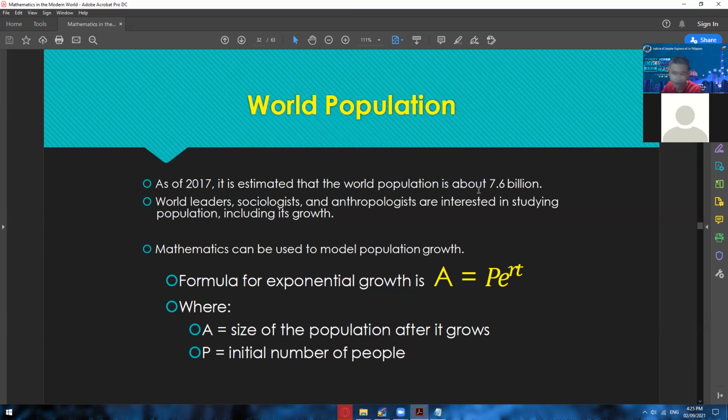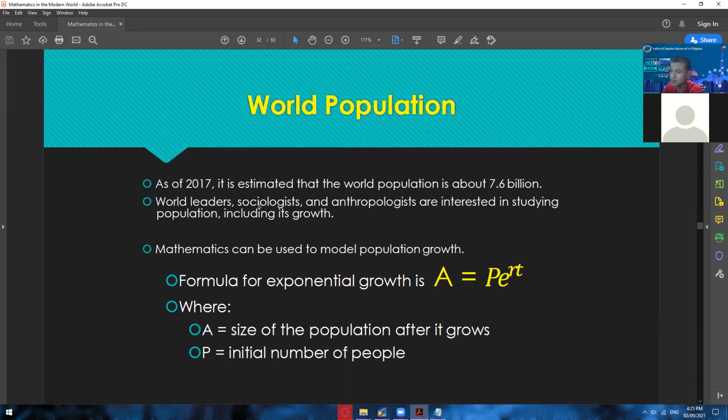So the next one is world population. So in this topic, I will be teaching you guys how to, let's say, compute the population at the year maybe 2030, 2040, 2050, and so on and so forth. So let's just see that as of 2017, it is estimated that the world population is about 7.6 billion. So this one's way back 2017. I think nowadays we are now, I don't know, maybe 8 billion. Okay, this 2021, or even 8.5 or 9 billion.